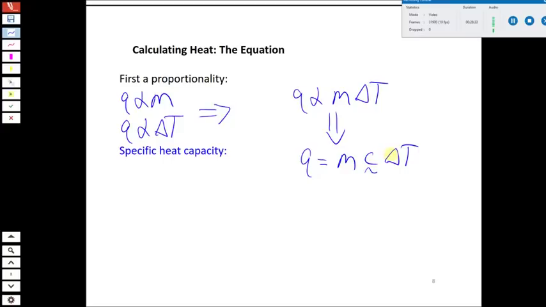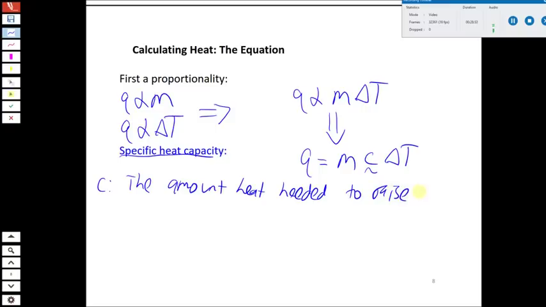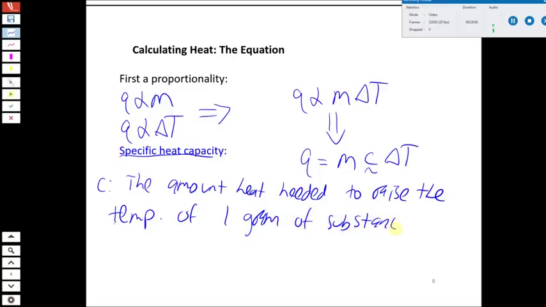Okay? So what C is called is specific heat capacity. This is the one that involves mass. And what it is, it's the amount of heat that you need to raise 1 gram of substance by 1 degree Celsius. So you're taking the temperature of a substance and raising it by 1 degree Celsius, and its specific heat means for 1 gram of that substance. (1 degree Celsius or 1 Kelvin).